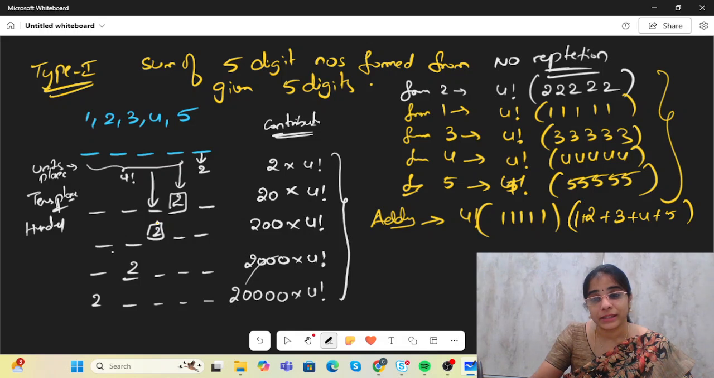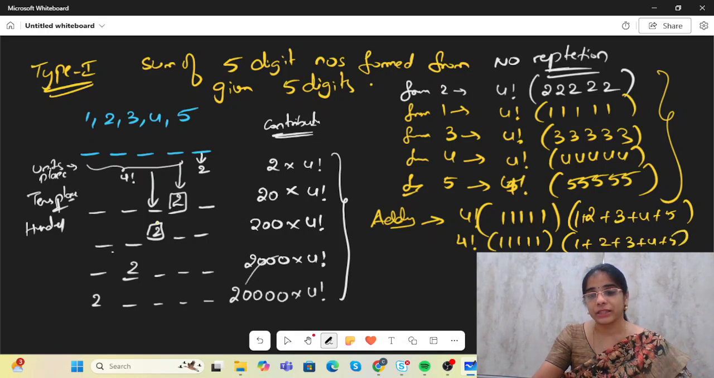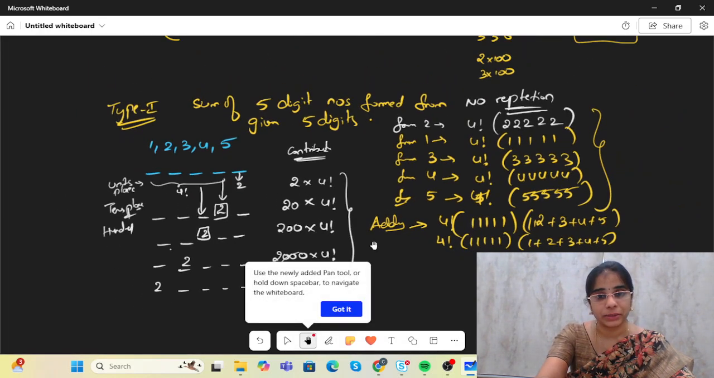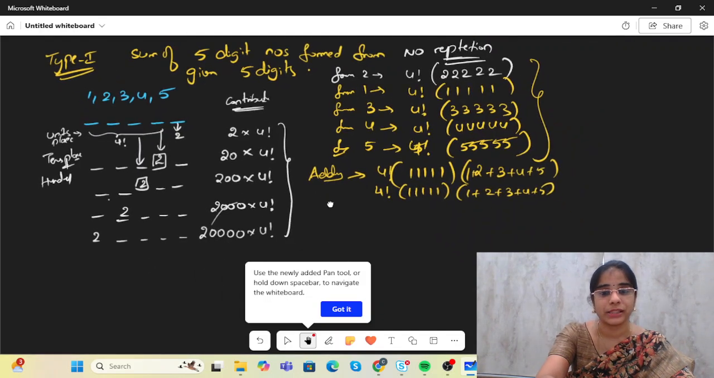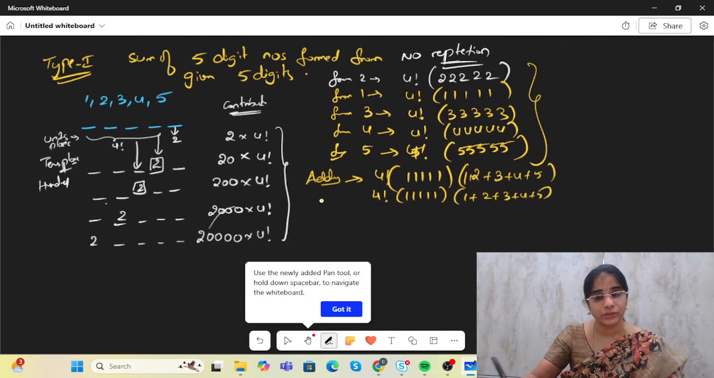So what do I say? This is the same as writing 4 factorial into 1, 1, 1, 1, 1, 5 times, into 1 plus 2 plus 3 plus 4 plus 5, the sum of all the digits, right? Now, when my question is a 5-digit number, this is fine. I cannot keep doing it like this with a 6-digit number or 7-digit number, right?